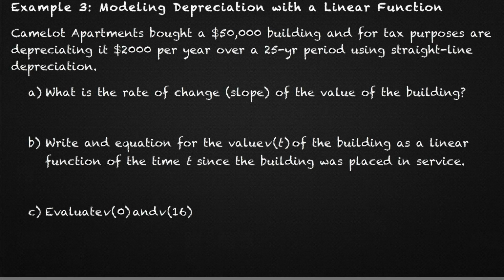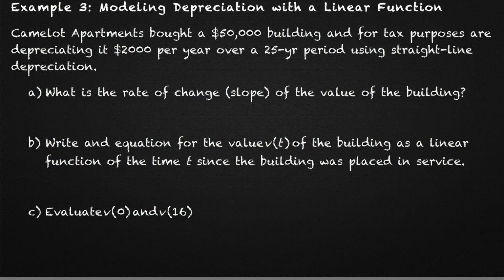All right, here we have Camelot Apartments bought a $50,000 building. For tax purposes, they are depreciating it $2,000 per year over a 25-year period using straight line depreciation. What is the rate of change or slope of the value of the building? So how much is the building changing by as time is changing? That's basically what rate of change means. Well, it's given to us right here.